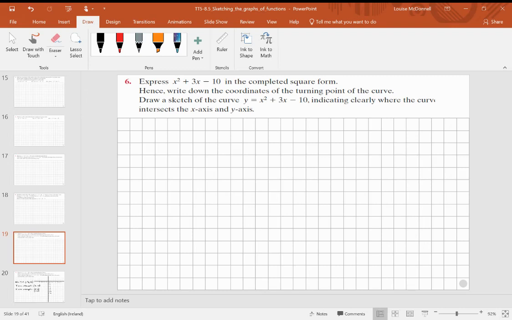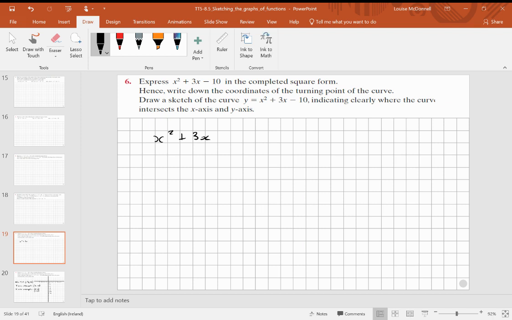So in this question, we are asked to express x squared plus 3x minus 10 in the completed square form. So that's what I'm going to start off with. We already have a 1 in front of the x squared, so we're good to go. If, for example, there was a 2 in front of that x squared, you'd have to divide the whole line by 2. So we have x squared plus 3x.